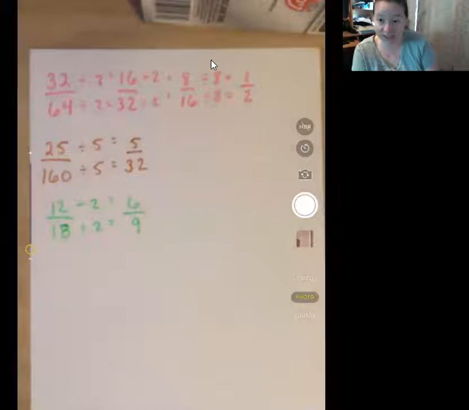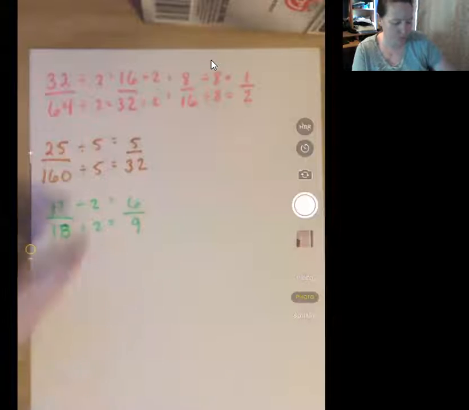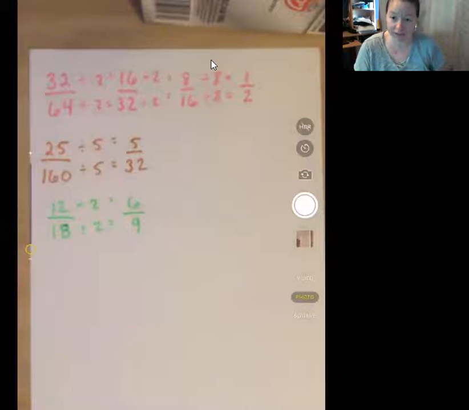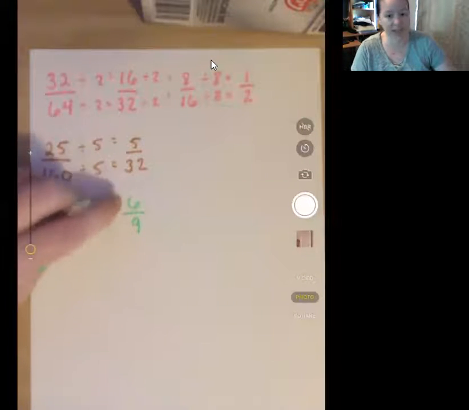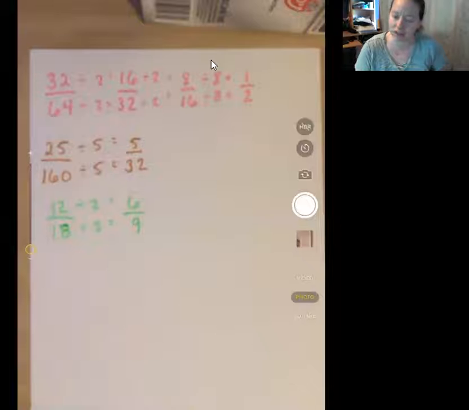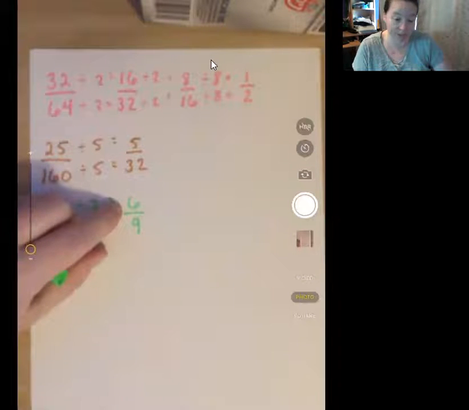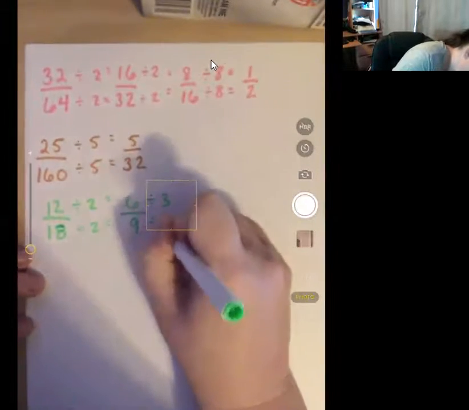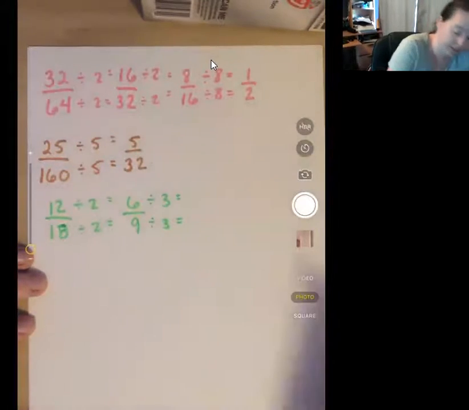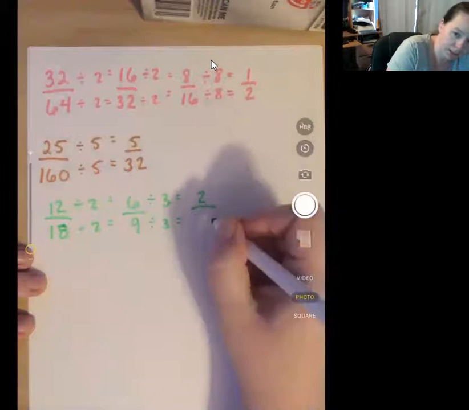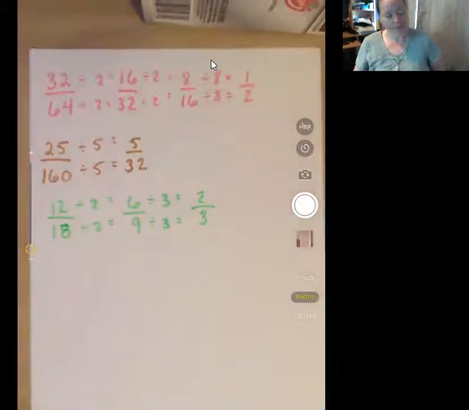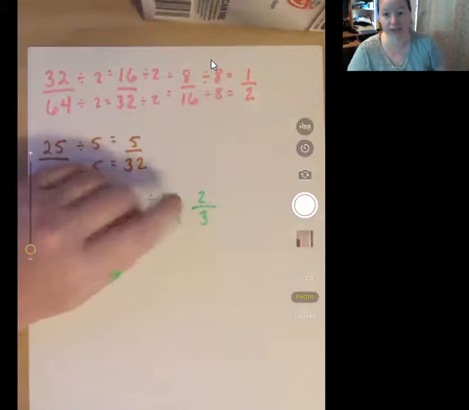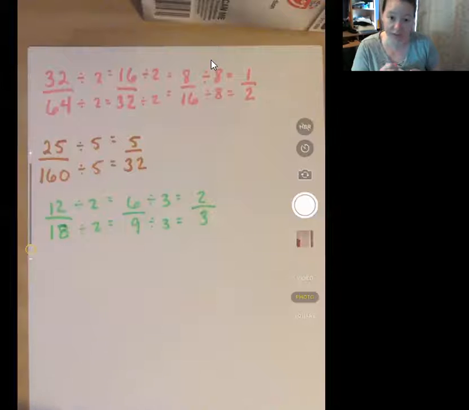So I have 6/9. Can I divide out another 2? Well, I could out of a 6, but I can't out of the 9. Can I divide out a 5? Nope, I can't divide 5 out of either one of them. Can I divide out a 3? 6 does divide by 3. 9 does divide by 3. So let's divide by 3. 6 divided by 3 is 2. 9 divided by 3 is 3. Can I take out another 3? I could out of the bottom, but not out of the top. And so I'm stuck there.